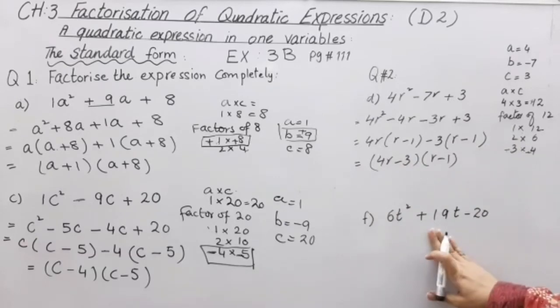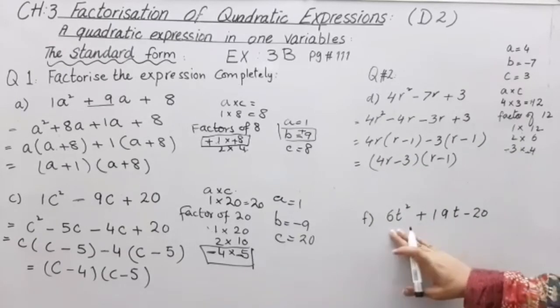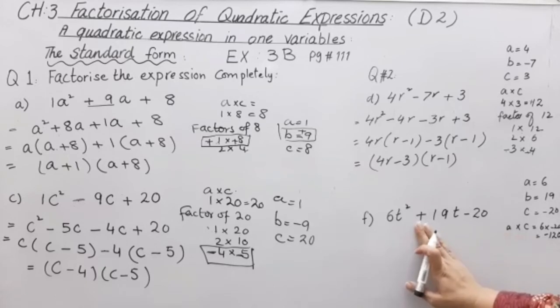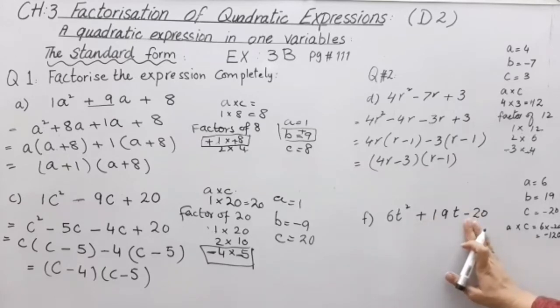Now in this question, F part, a into c: a is our 6, b is plus 19, but c is minus 20. We multiply a into c. So 6 into minus 20 multiplied, the answer is minus 120. We need minus 120. When we make the factors, simply we make the factors of 120, but one sign will be positive and the other negative. So we make the factors of 120.